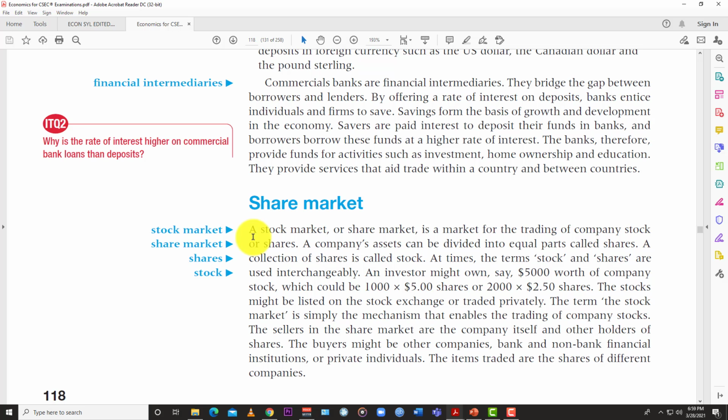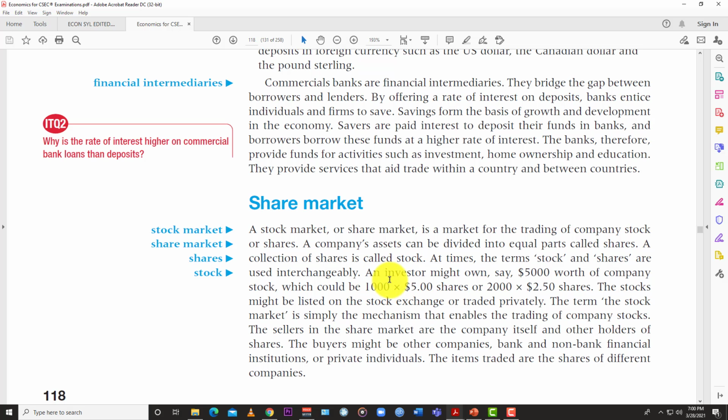But then, some municipal authorities can sell their bonds and treasury bills and all those things within a similar market. So we could always call it the securities market, right? So all those securities, some from government, some from companies, are allowed to be traded on these markets. A company's asset can be divided into equal parts called shares. A collection of shares is called stock, right? So that's basically the outline for the share or stock market.